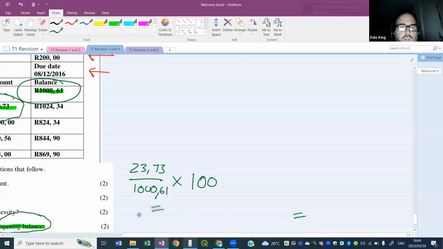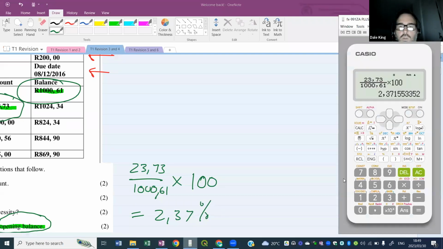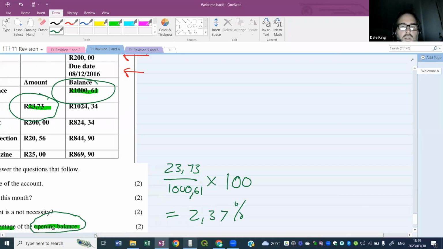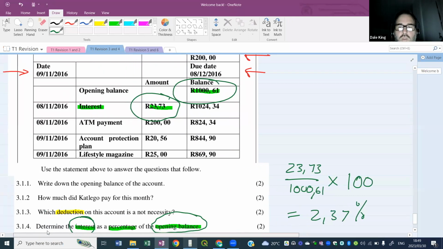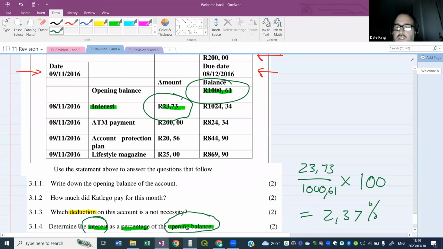All right, so it's 2.37%. Okay, 2.37%. So this person is paying 2.37%. Now, just a quick matter of fact thing. Do you guys think that this is a very high or low percentage? No. It is quite low. It looks low, doesn't it? Okay, it looks very low.